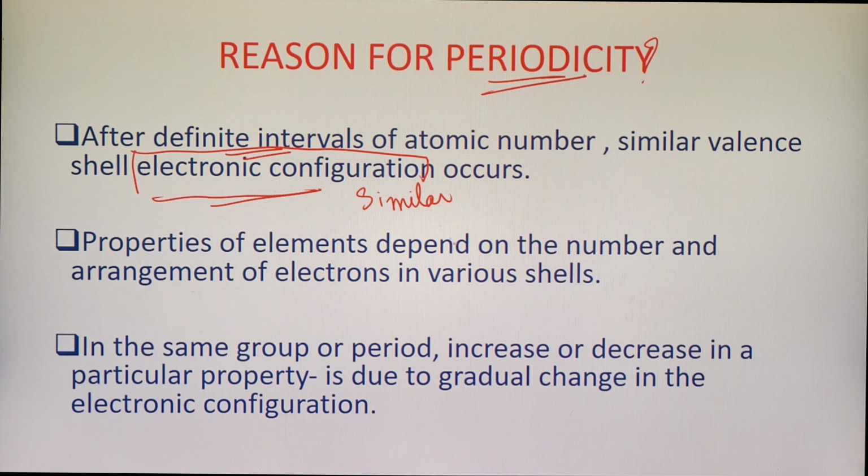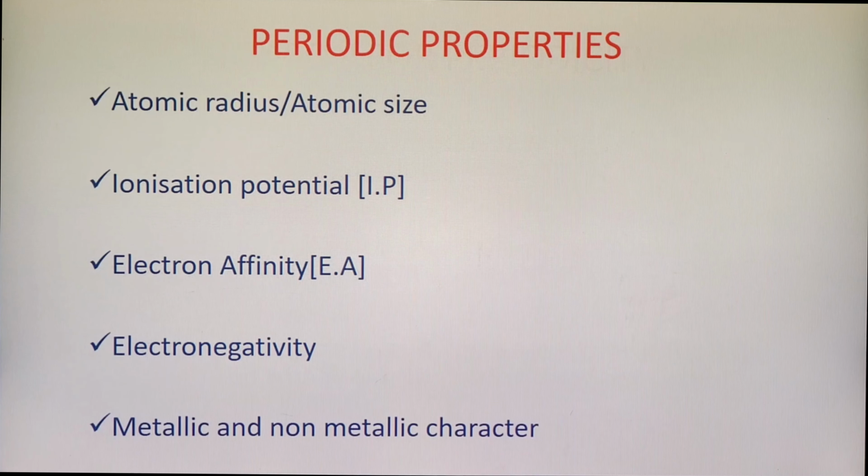Now we know electronic configuration depends on the arrangement of electrons. So in the same group or in the same period, there can be either an increase in the trend or a decrease in the trend. Now this increase or decrease, as I told you, is because of similar electronic configuration. So I hope these two terms are clear to you.